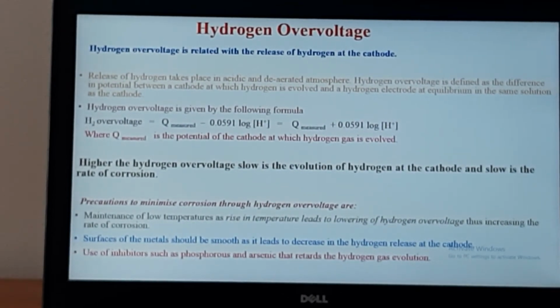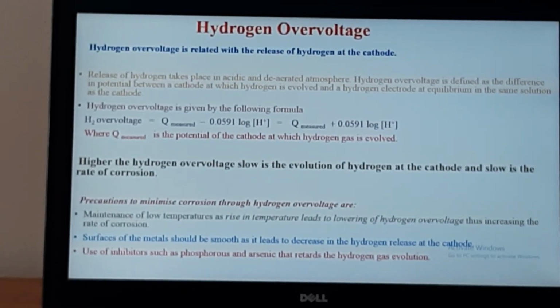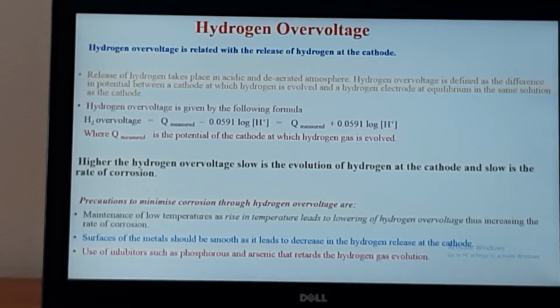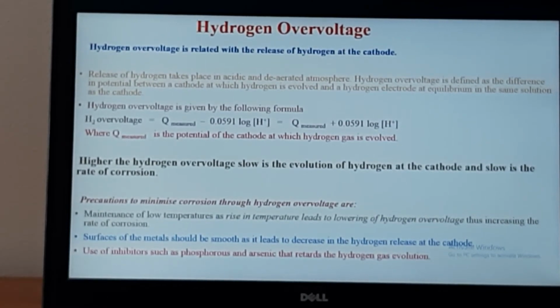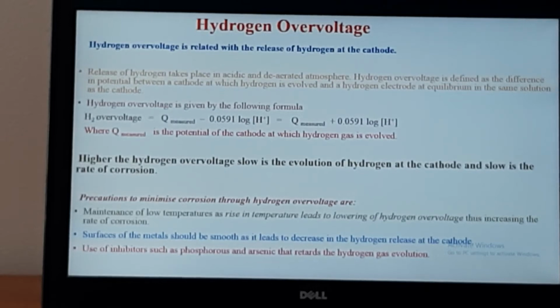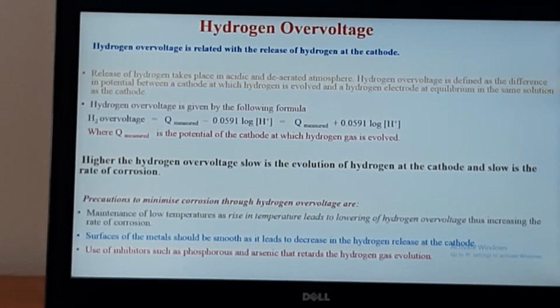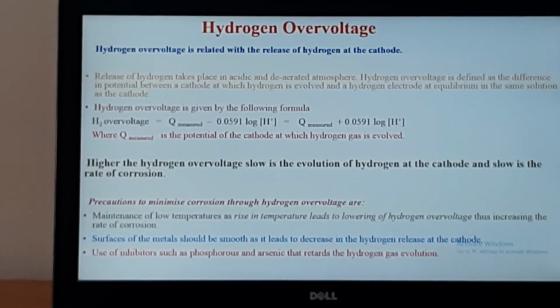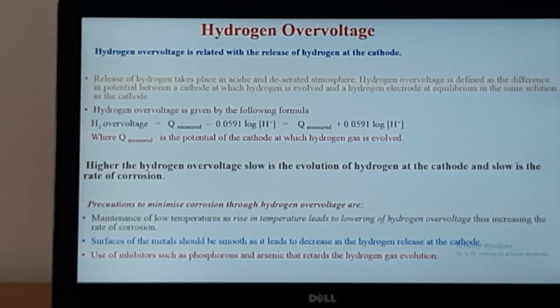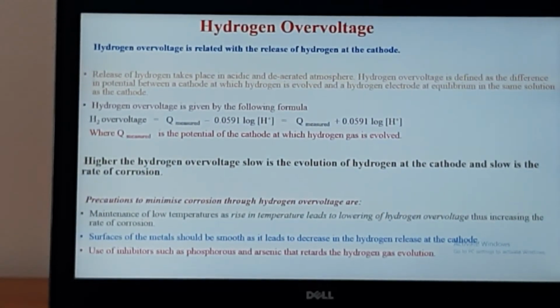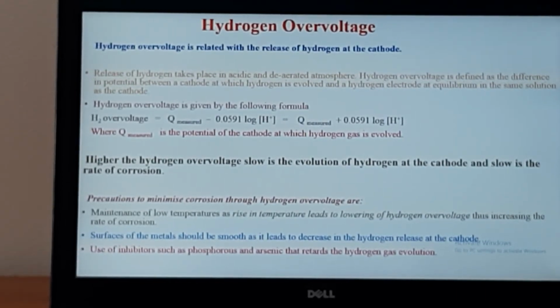So we can say that if we make the hydrogen overvoltage high, the rate of corrosion can be slowed down, and to achieve this, precautions can be taken such as lowering of the temperature, smoothing of the surface of the metals, or use of inhibitors. Because at high temperature, the hydrogen overvoltage is low and the evolution of hydrogen is high, resulting in intense corrosion.